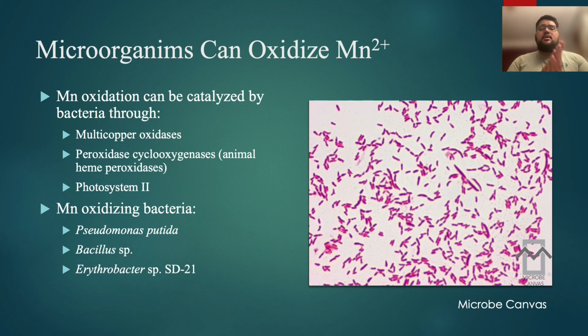Manganese can also be oxidized by bacteria with the help of multiple enzymes, such as peroxidase-cyclooxygenases, previously known as animal heme peroxidases, and photosystem II. Some of the manganese oxidizing bacteria include Pseudomonas putida, of which a Gram stain is included here on the right, Bacillus species, and Erythrobacter SD21. This last one oxidizes manganese with the help of a protein called MopE.